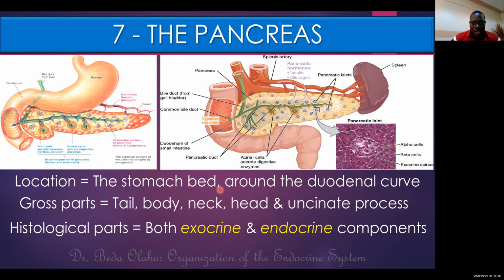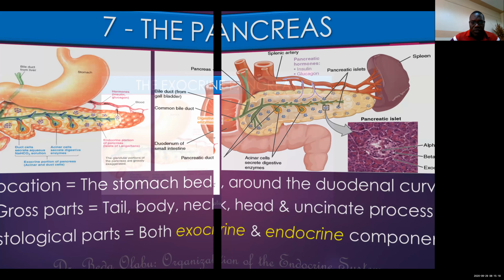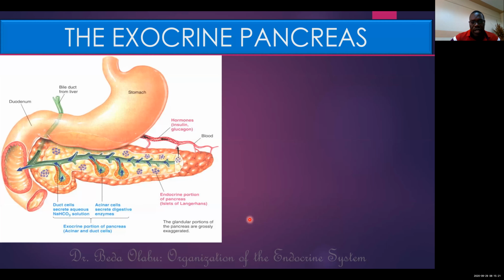What we are more interested in are the histological parts, or what we call the physiological parts. So physiologically or histologically, we consider the pancreas as having two components. We have the exocrine component and the endocrine component. We will look at them just to highlight the exocrine, but remember the intention is to talk about the endocrine. So let me say something brief about the exocrine pancreas.